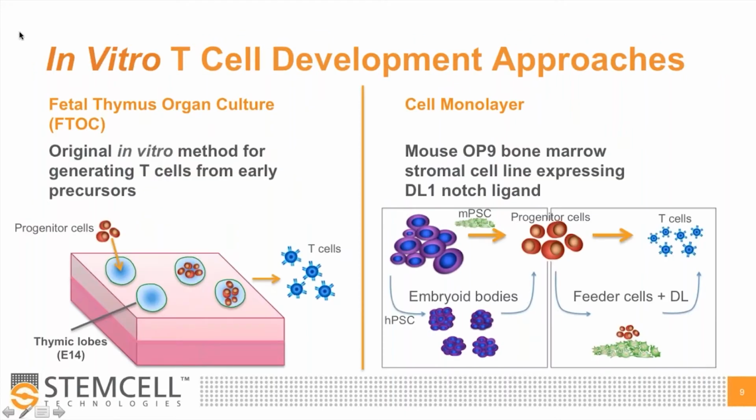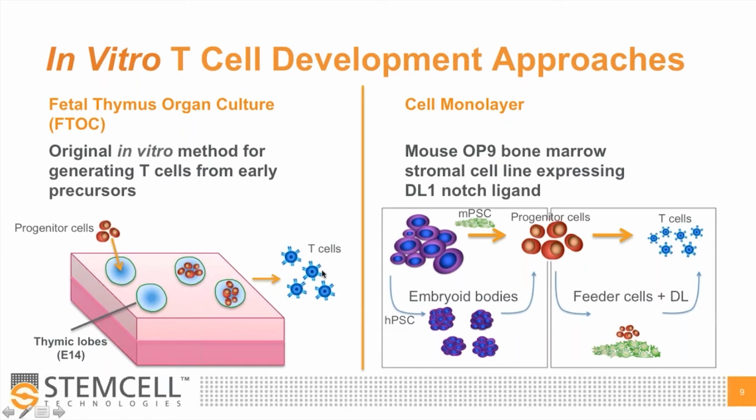Now, different in vitro T-cell developmental approaches. These are the two classical ones that I used to outline in vitro methods. The first original method to grow T-cells in vitro was the fetal thymic organ culture, or FTOC. Basically what you do is you take an embryonic day 14 thymic lobe, extract it from the mouse, and then seed it with your progenitor cells of choice, and differentiate these in the thymic lobe towards T-cells. And this uses an air-liquid interface.